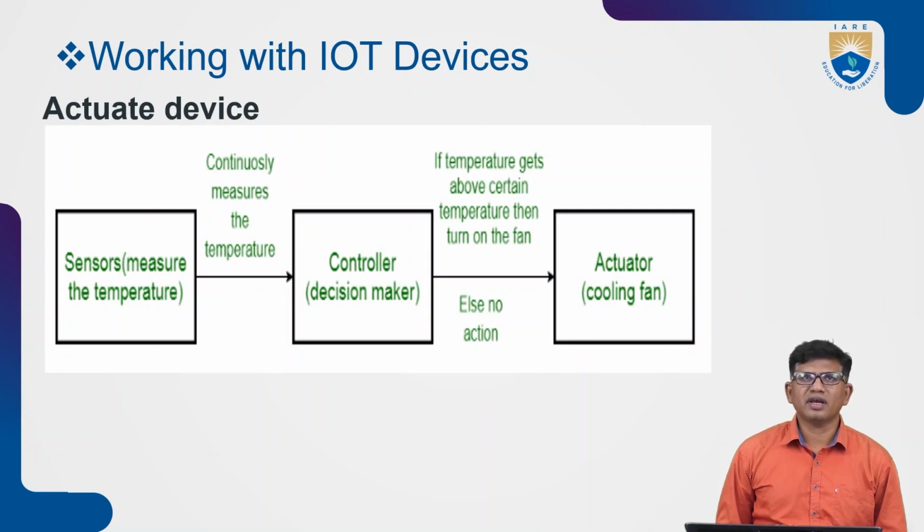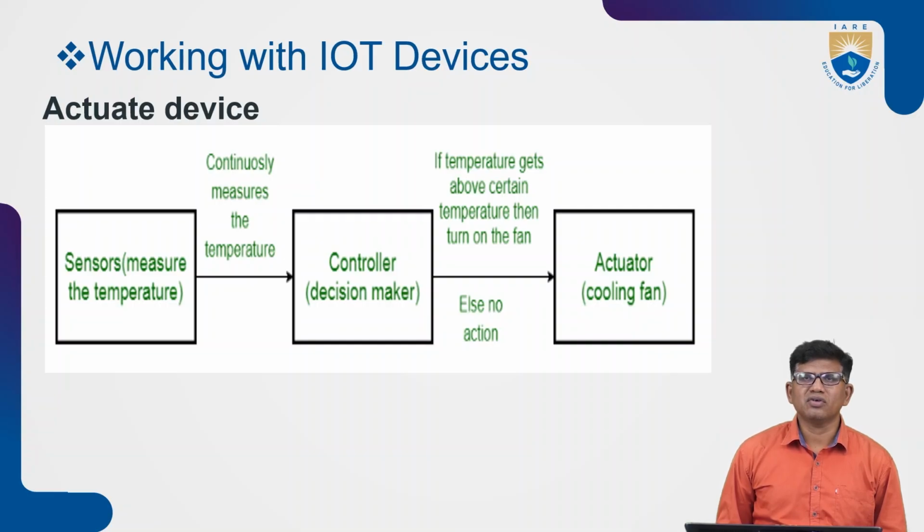I'll explain briefly about this actuating device. These are the general components we use in a real-time application. Here I have taken one example. The sensors are the primary devices which continuously measure the temperature, and the controller is the decision maker. If the temperature gets above a certain temperature, then turn on the fan; otherwise no action will be taken by the controller. So what is the actuator here?